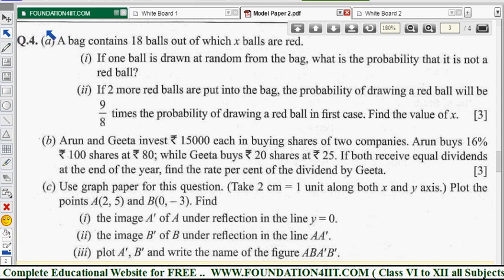Okay, so now in this paper, let us see question number 4. This fourth A is from probability. A bag contains 18 balls, out of which x balls are red. The number of red balls is not given.